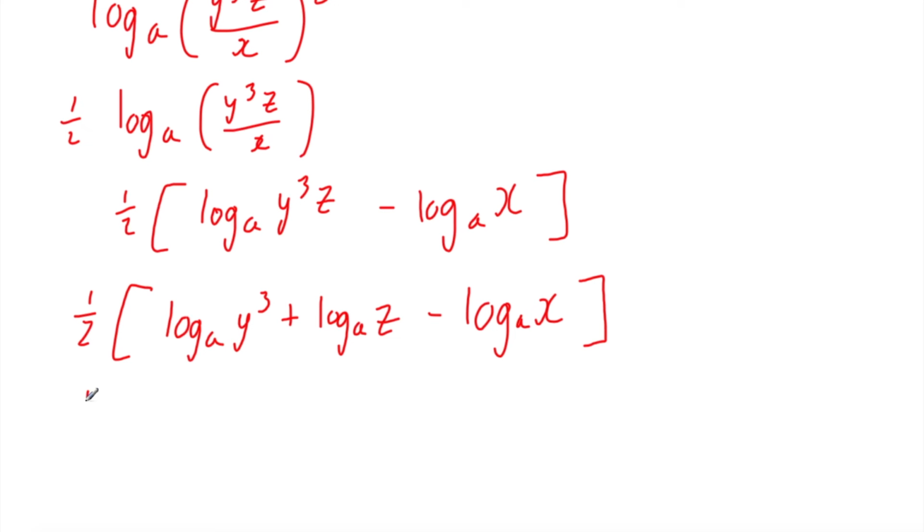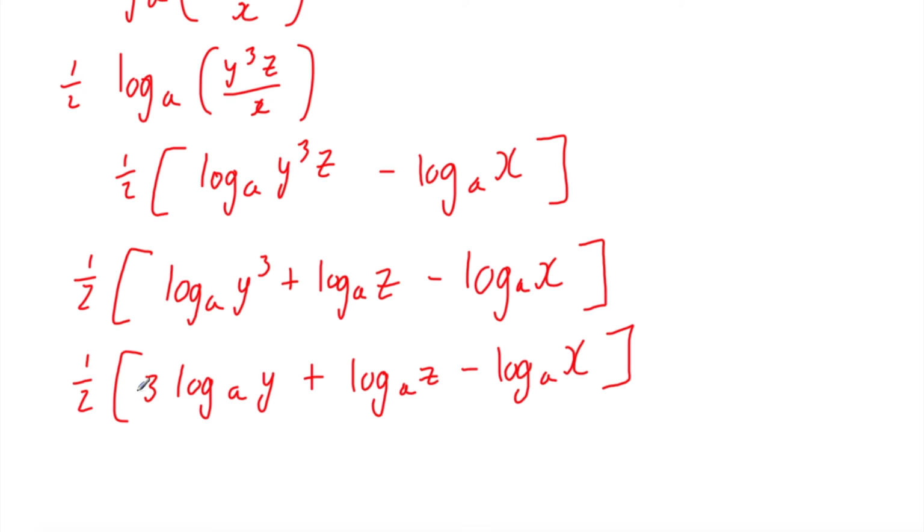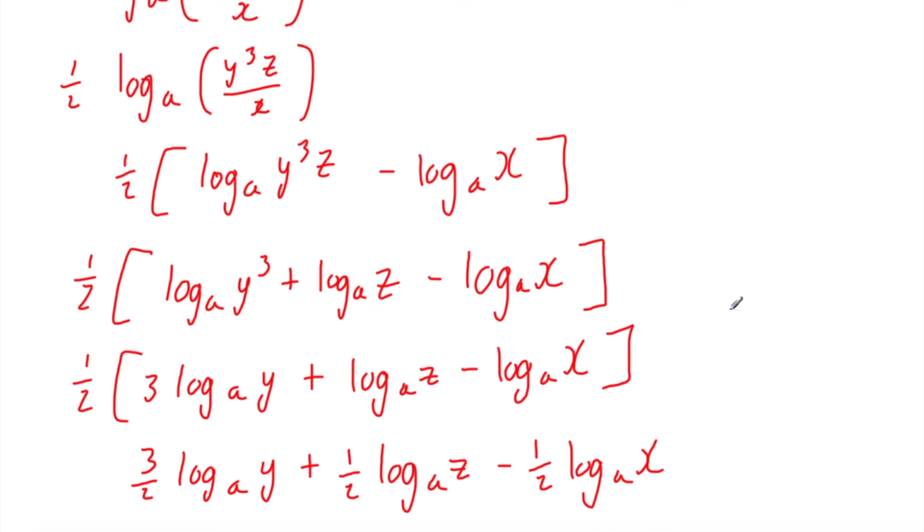Well, let's bring the power down. So it'll be a half, and then open up our brackets, bringing the 3 down. 3 log to base a of y plus log to base a of z, subtract log to base a of x. Close brackets. Okay, so now let's just expand our brackets. So let's multiply each of these by half. So 3 log to base a of y, if we times that by half, that'll be 3 over 2, 3 halves, or half of 3 is 1.5, or 3 over 2, log to base a of y plus, and then these ones are quite straightforward, a half log to base a of z, and then subtract a half log to base a of x, and that's it.